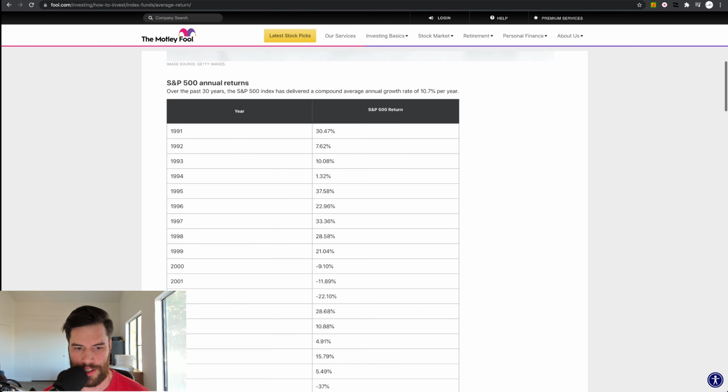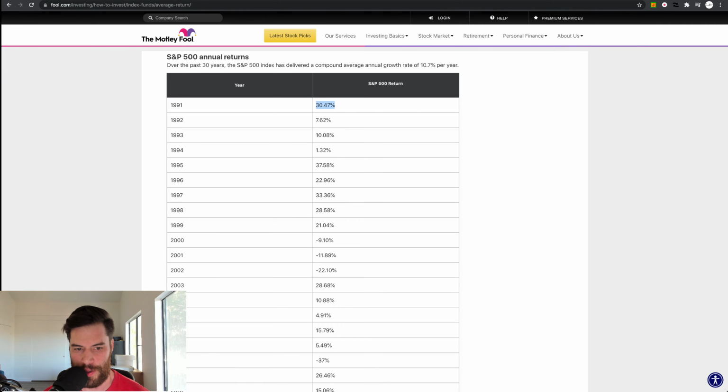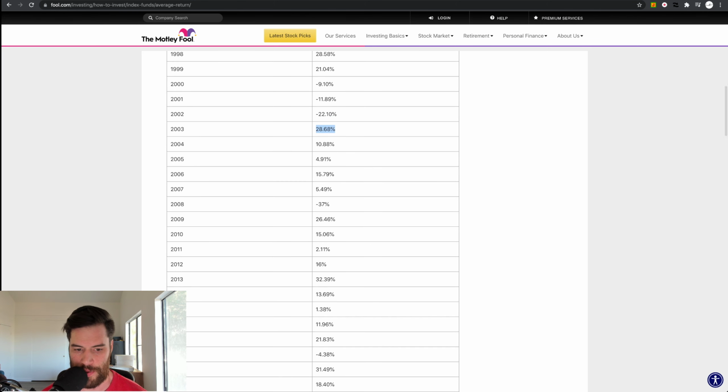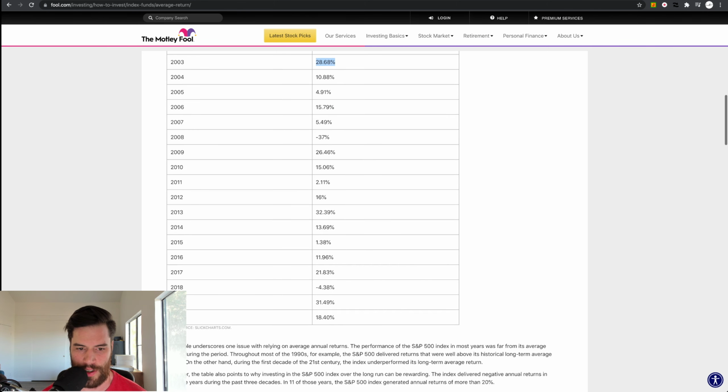And here you can look at the years. In 1991, it was 30%. In 92, it was 7%. If you come down to 01, it was negative 12%. 02 was negative 22%. But then the very next year is up 28%. So it just kind of averages all together.